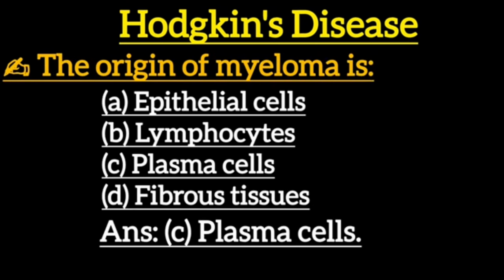Next one: the origin of myeloma is option A, epithelial cells, option B, lymphocytes, option C, plasma cells, option D, fibrous tissues. Correct answer is option C, plasma cells.